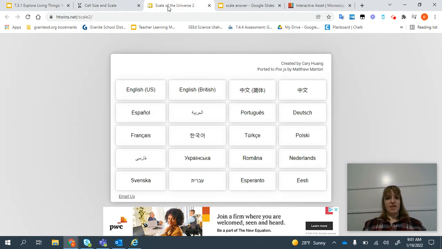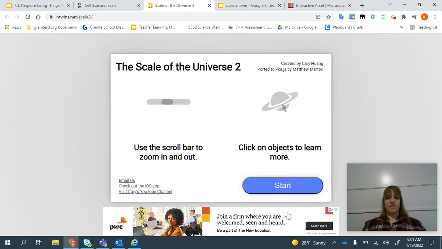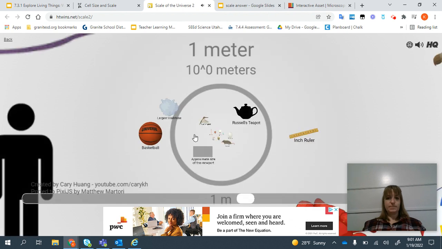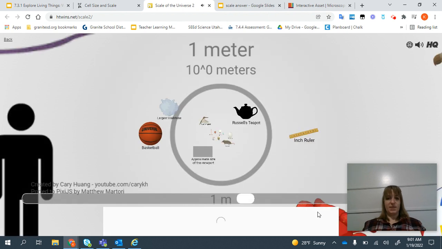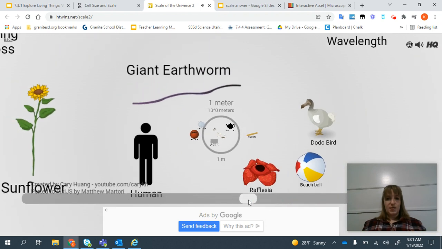And then you can do the same thing with this interactive called the Scale of the Universe. I prefer this one better to the other one. So here we are at a basketball, the largest hailstone, Russell's teapot, 1-inch ruler. So we're looking at items that are about 1 meter.